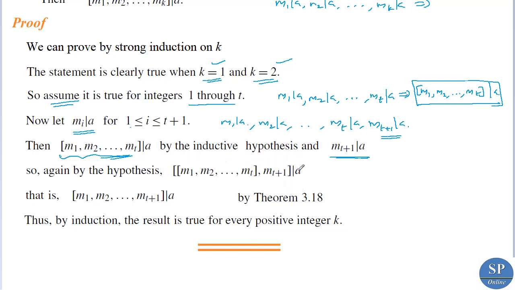So by the previous theorem 3.8, the LCM of m1, m2, etc., mt, mt plus 1 also divides a, because by recursion the LCM of this is actually the LCM of m1, m2, etc., mt, mt plus 1. So this divides a. Therefore this result is true for k equal to t plus 1. Therefore by induction the result is true for any positive integer k.